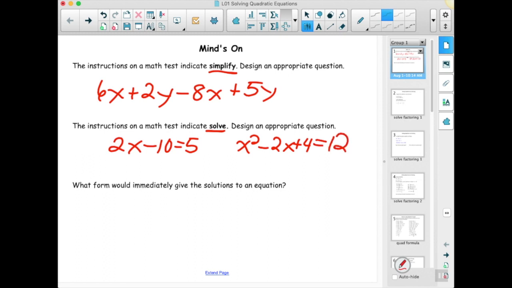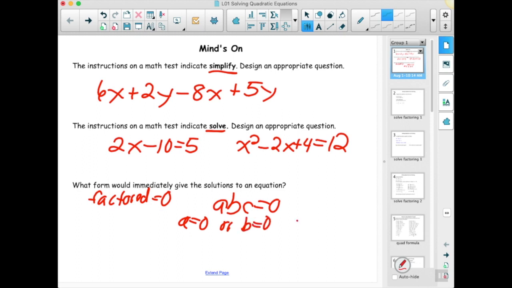What form would immediately give the solutions to the equation? Factored. Equal to 0 though. So if it was a times b times c is 0, then a is 0, or b is 0, or c is 0.